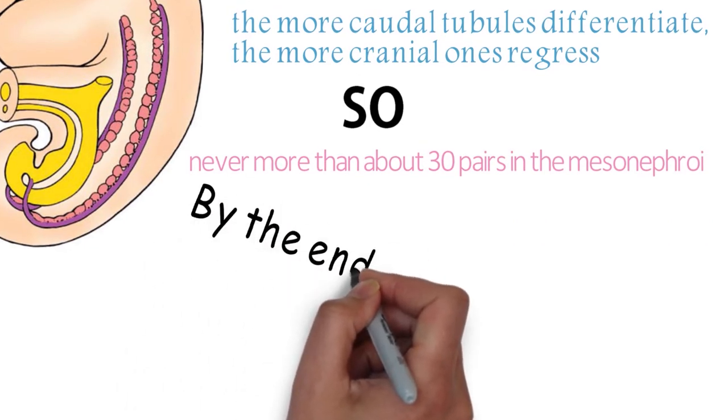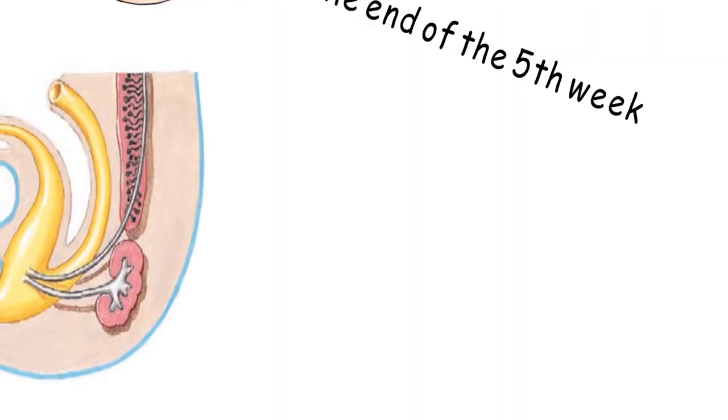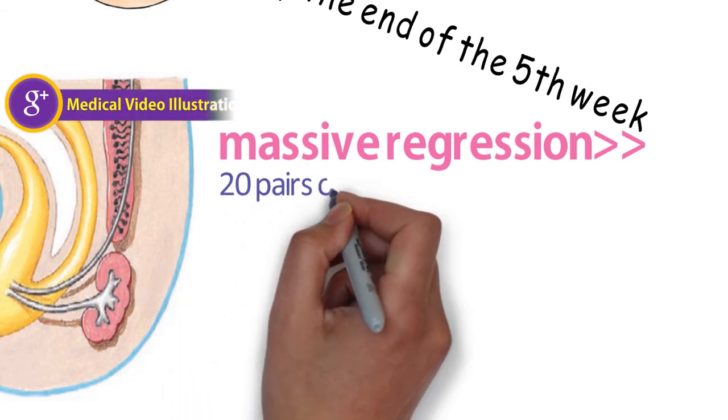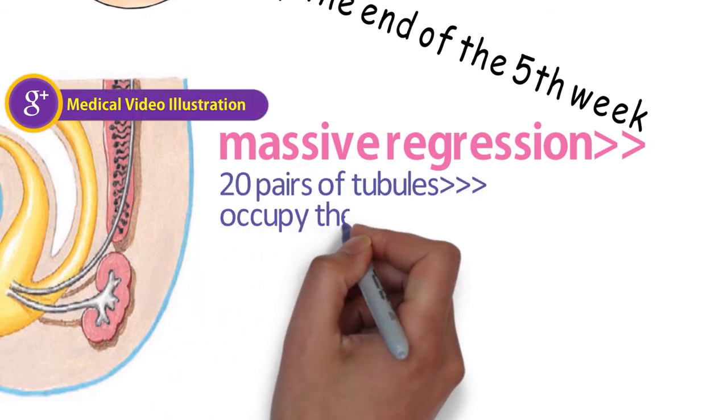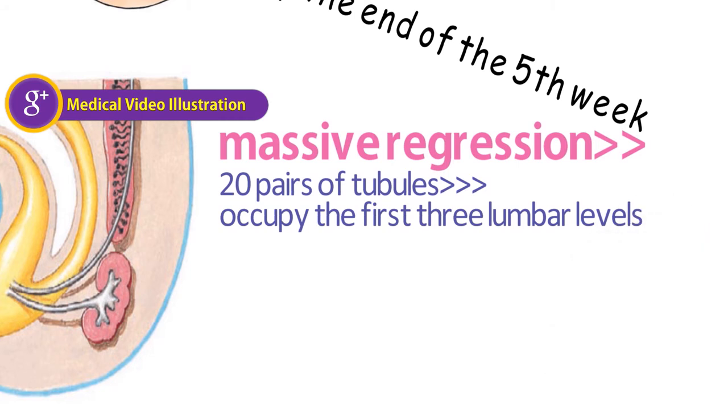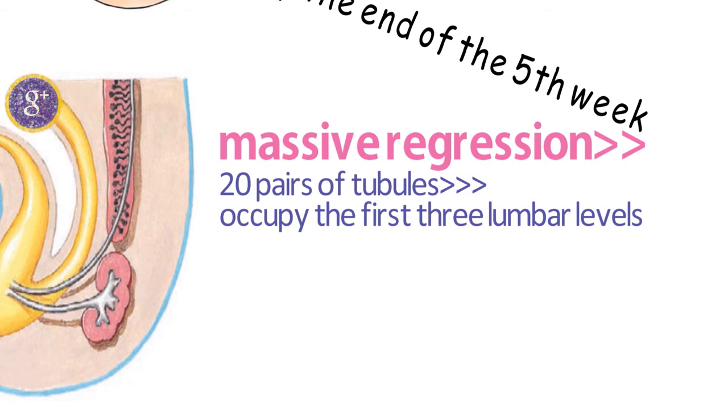By the end of the 5th week, there is a massive regression in mesonephric tubules and mesonephros. At the end of the 5th week, there are only about 20 pairs of mesonephric tubules, and these 20 pairs occupy the first 3 lumbar levels. So these are some very quick points about their formation and their regression.